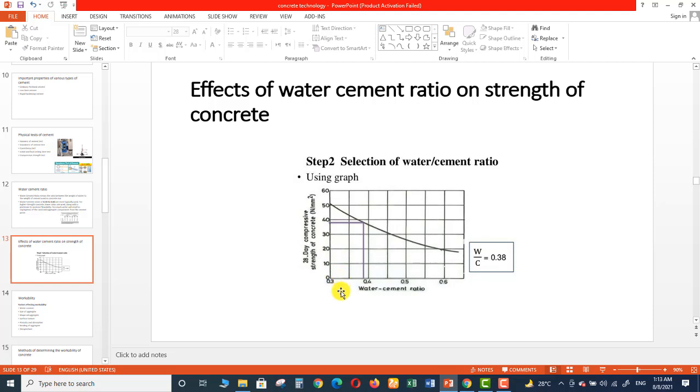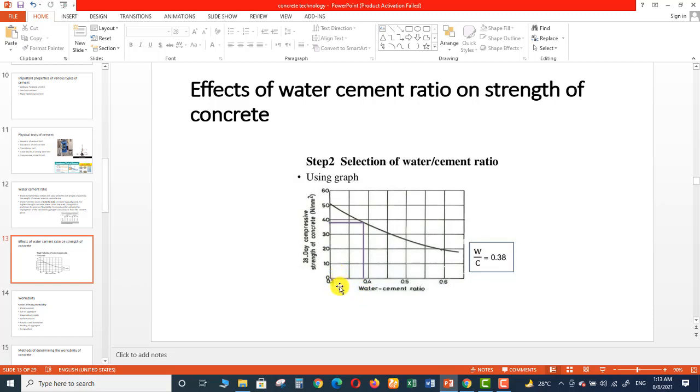So there are two relations actually. Sorry, let me repeat it again. There are two relations, right? The first relation is that water cement ratio and compressive strength are inversely proportional. And water cement ratio and workability are directly proportional, because whenever water cement ratio decreases, then the workability of concrete will also decrease.